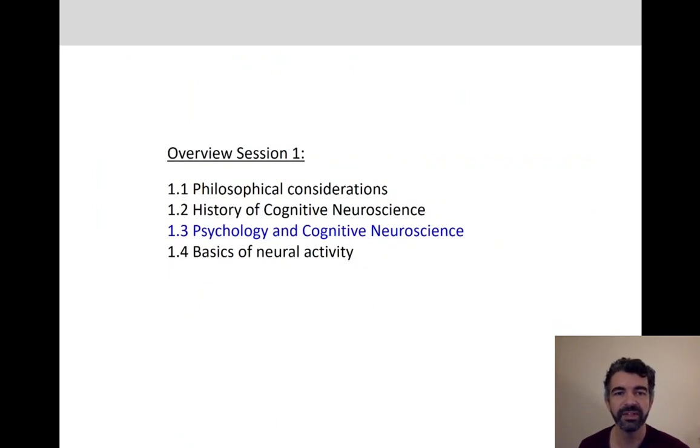So much about psychology and cognitive neuroscience and some basic overview of how to differentiate between different cognitive neuroscience methods. In the last part of today's session, we will talk about the basics of neural activity. So, for example, how an action potential comes about.